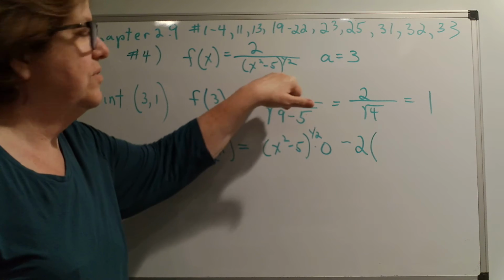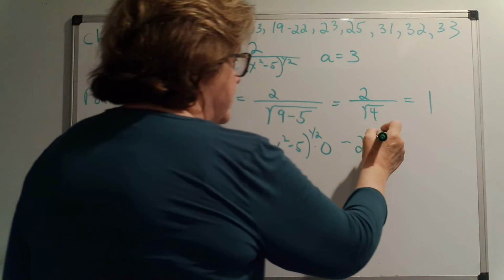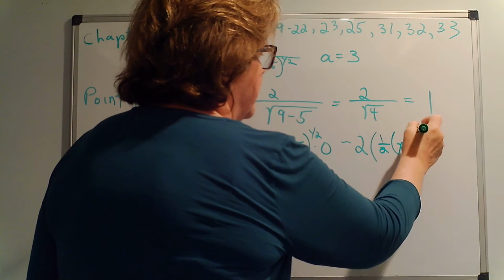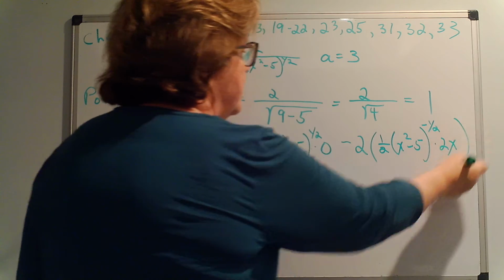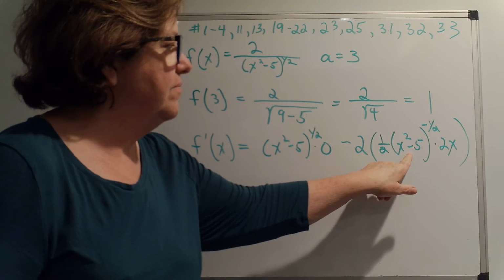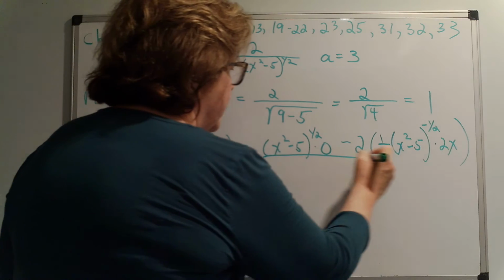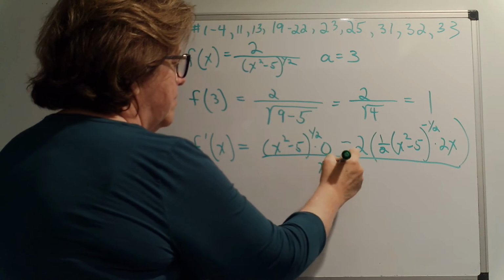We're going to have to use the chain rule here. 1/2 times this, decrease the exponent by 1, times the derivative of the inside function. The inside function is x squared minus 5. The derivative is 2x. All over that bottom squared, which is going to be x squared minus 5.